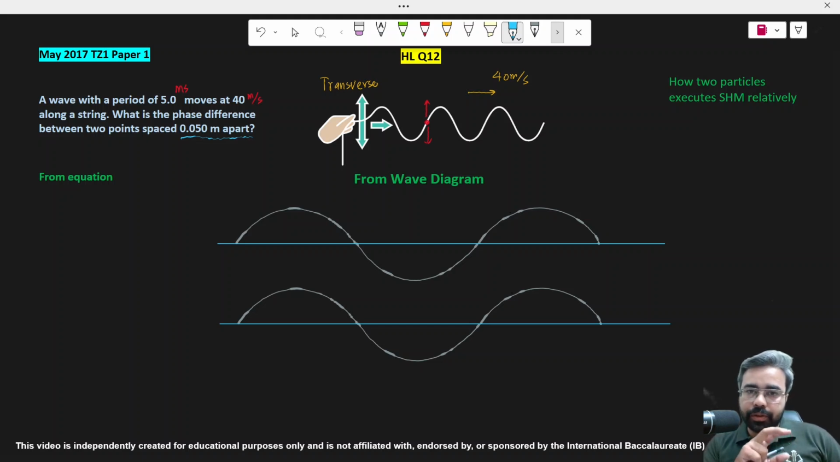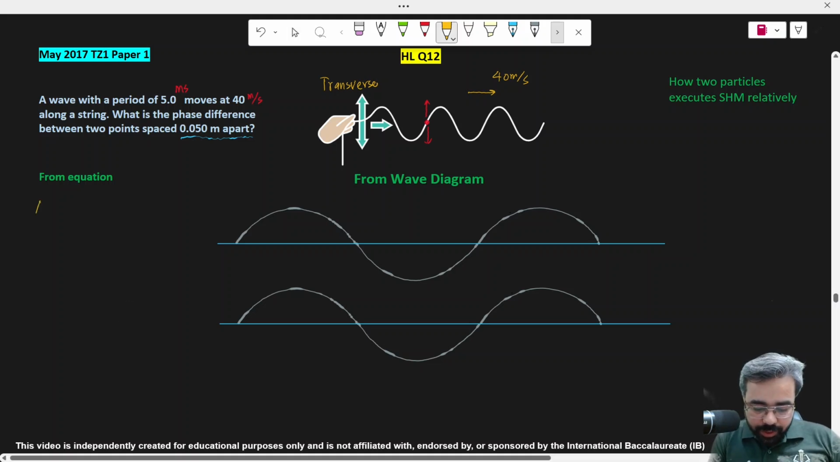So I will show you two techniques: one, the very easy and very direct method, and the second is from the diagram, which is going to be very useful. And especially at the end of the video, I will show you what it means for those two particles which are executing SHM. I will show you their motion. So first of all, let's start with the direct method.